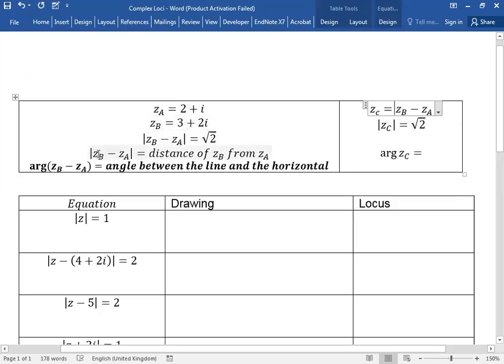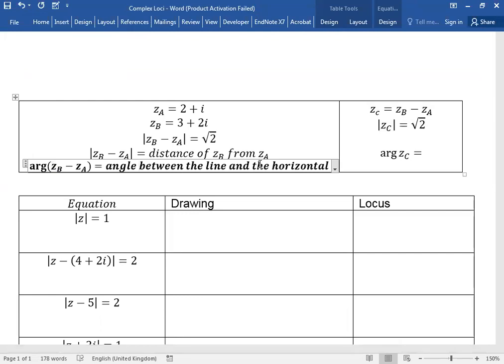That if I ask you mod of ZB minus ZA, you're trying to tell me that it is the distance of ZB from ZA. And if I ask you the argument of ZB minus ZA, that is the angle between the line, which line? The line that is joining ZB with ZA, and the horizontal. So the angle between the horizontal and the line is called argument of ZB minus ZA.